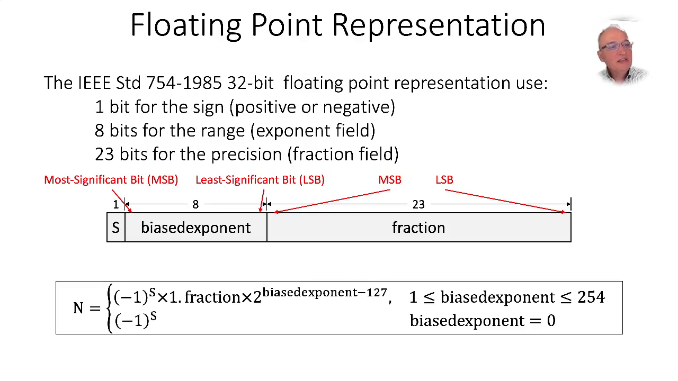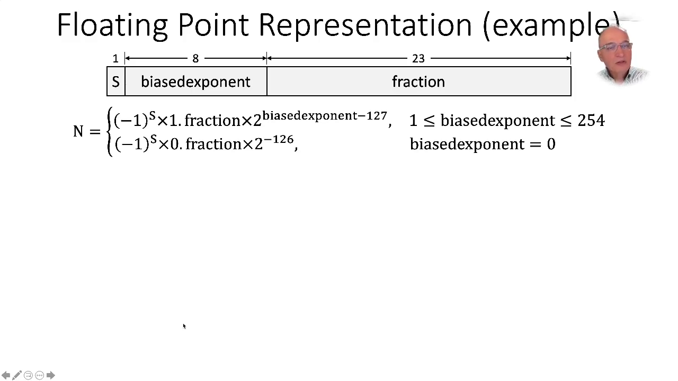If the bias exponent is 0, then the expression to compute the value of the number is different: minus 1 to the sign times 0.fraction times 2 to the minus 126. So remember, the bias exponent is 0. If I used the 0 in the bias exponent, this would be 0 minus 127, so I would have the 1 there and 2 to the minus 127. I cannot do that. If the bias exponent is 0, I must use this expression at the bottom. So that's the way I compute my number.